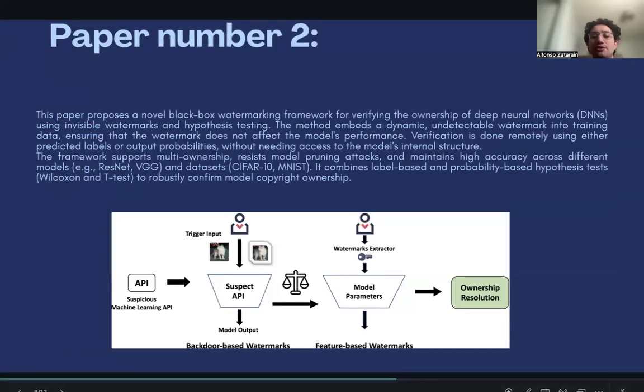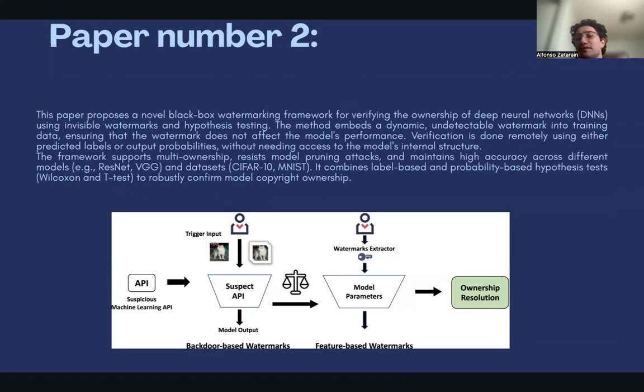Okay, for paper number two. The paper number two I chose was on neural network ownership verification. This would be completely different from the one I just mentioned. This is a different world, literally. It's AI. It's titled The Invisible Watermark and Hypothesis Testing for Multi-Ownership Verification of Deep Neural Networks.